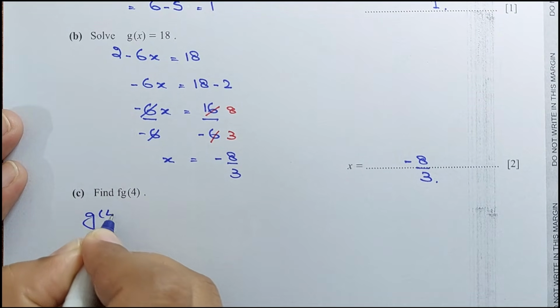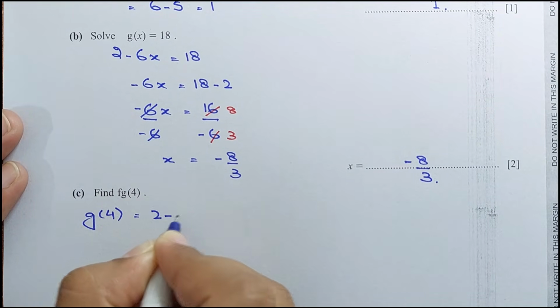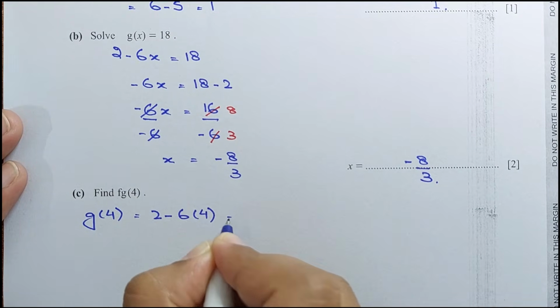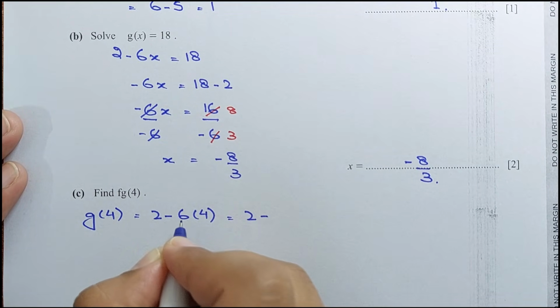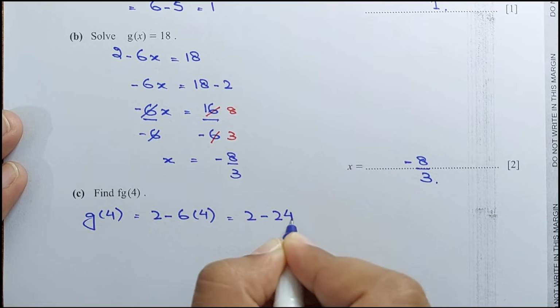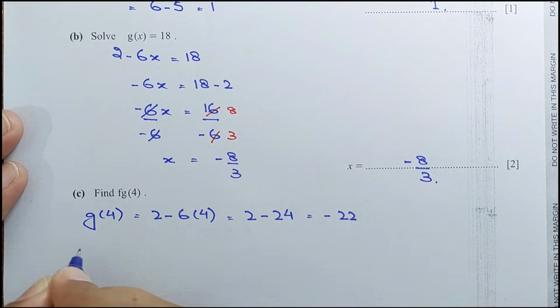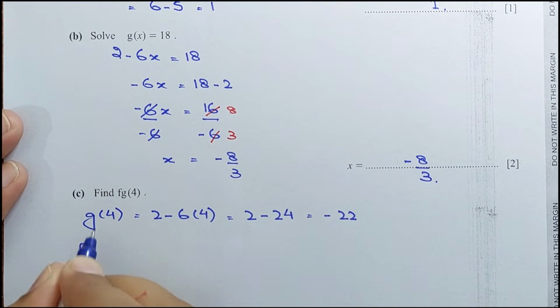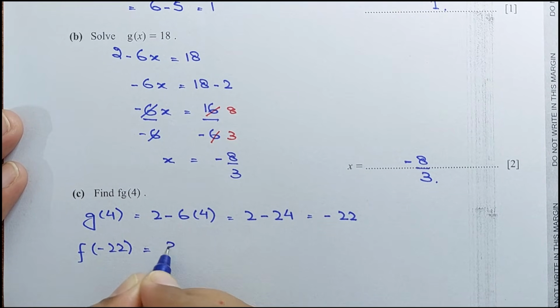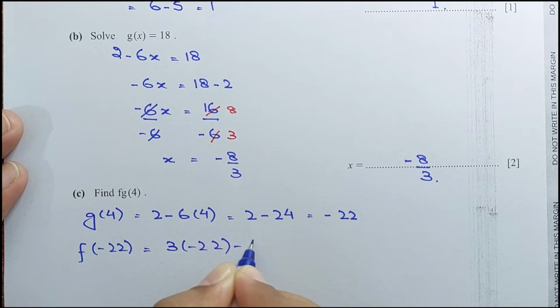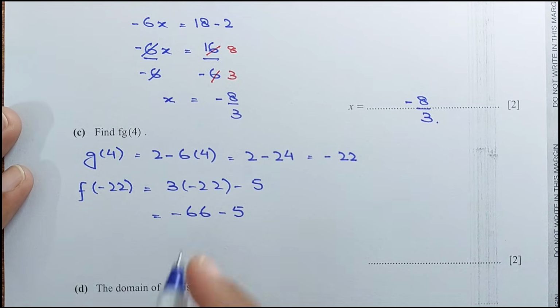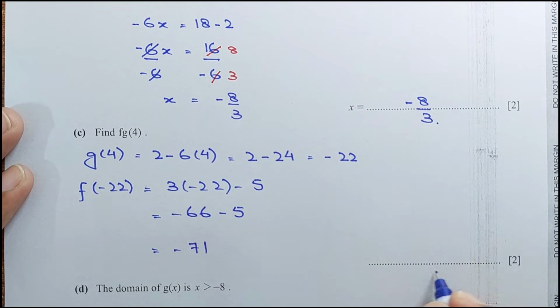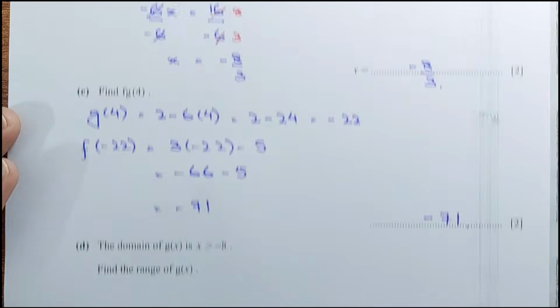So what is g of 4? So g of 4 is 2 minus 6 into 4. So that is 2 minus 6 times 4 is 24. That is negative 22. Okay, so now f g of 4 is negative 22. That is 3 into negative 22 minus 5. So 3 times 22 is 66, negative 66, and negative 5. That is negative 71. Minus 71 is the simplified answer.